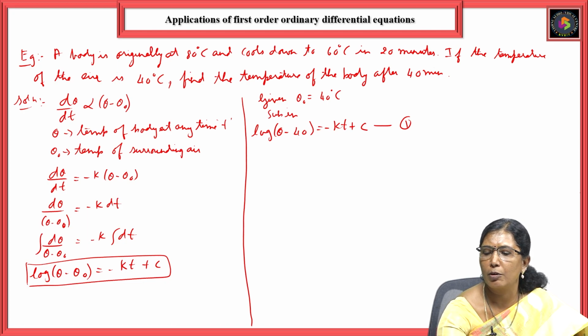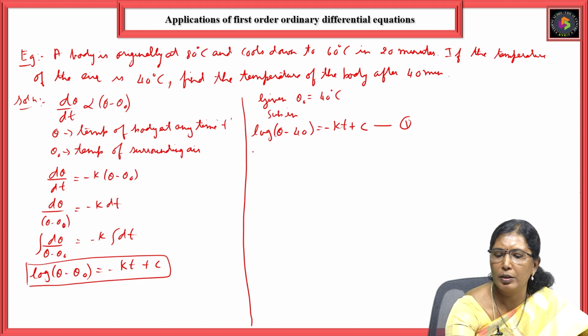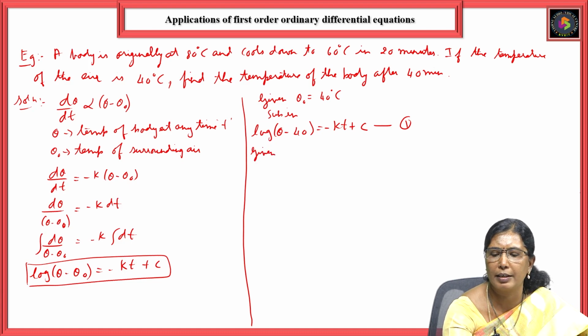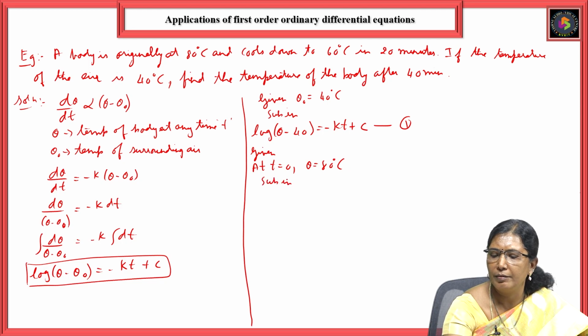Okay. Now here constants are k and c. First you should find the constants k and c by the given conditions. What is given? Given initially the temperature is 80 degrees centigrade. Initially means we have to take time as 0. So t is equal to 0. What is the temperature they have given? 80 degrees centigrade. So substituting in 1, what do you get here?